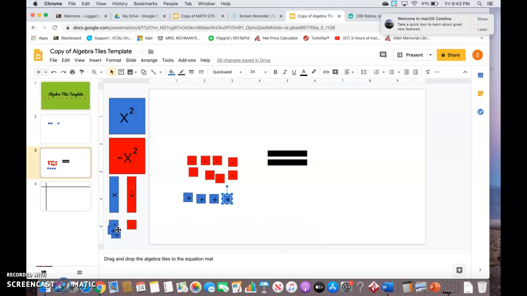4 tiles, 5 positive tiles, 6 positive tiles, 7 positive tiles, 8 positive tiles, 9 positive tiles, 10 positive tiles, and 11 positive tiles.